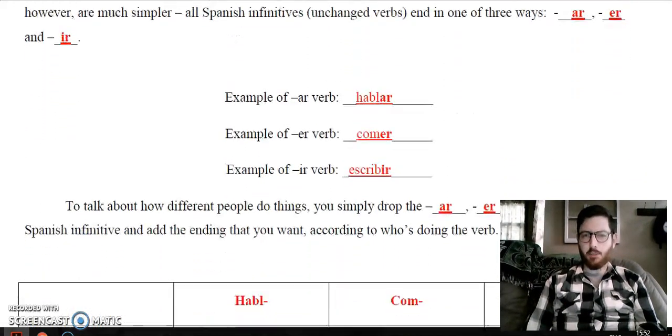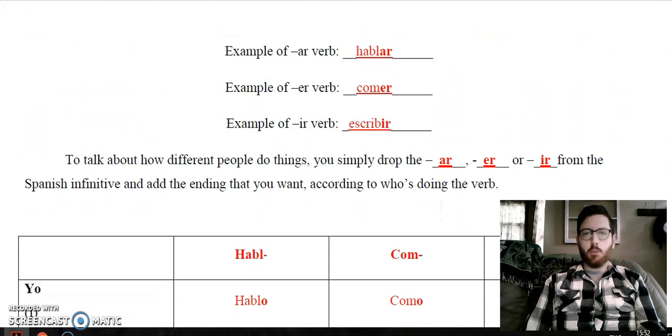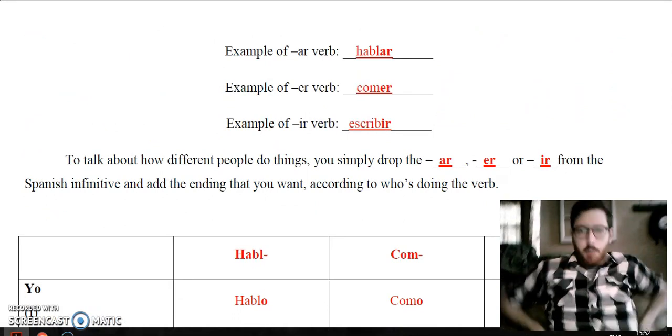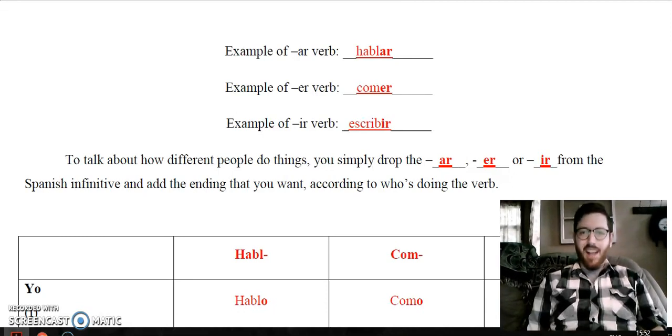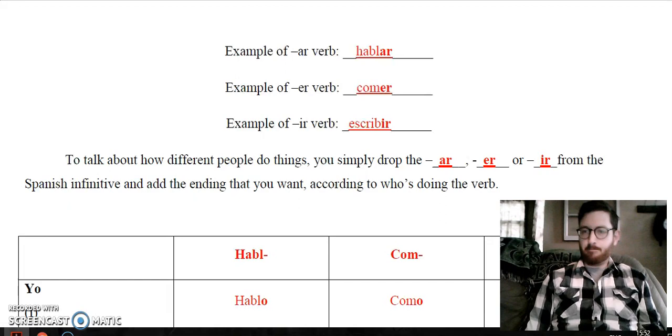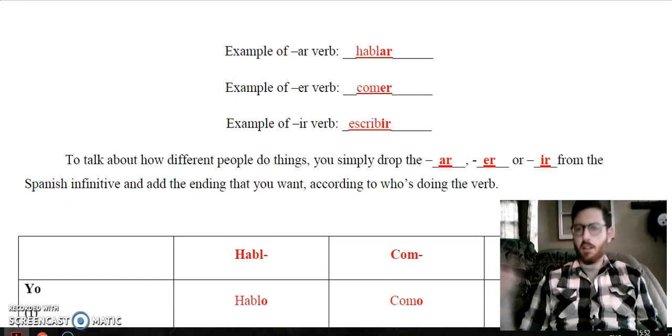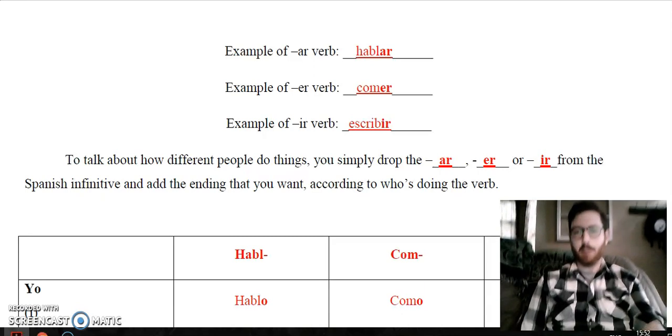And again, this should be review. So an example of an AR verb would be hablar, an example of an ER verb would be comer, and an example of an IR verb would be escribir. So those are the examples that we'll look at through these notes. And then there are a bunch of other regular verbs that we'll go through on Monday.